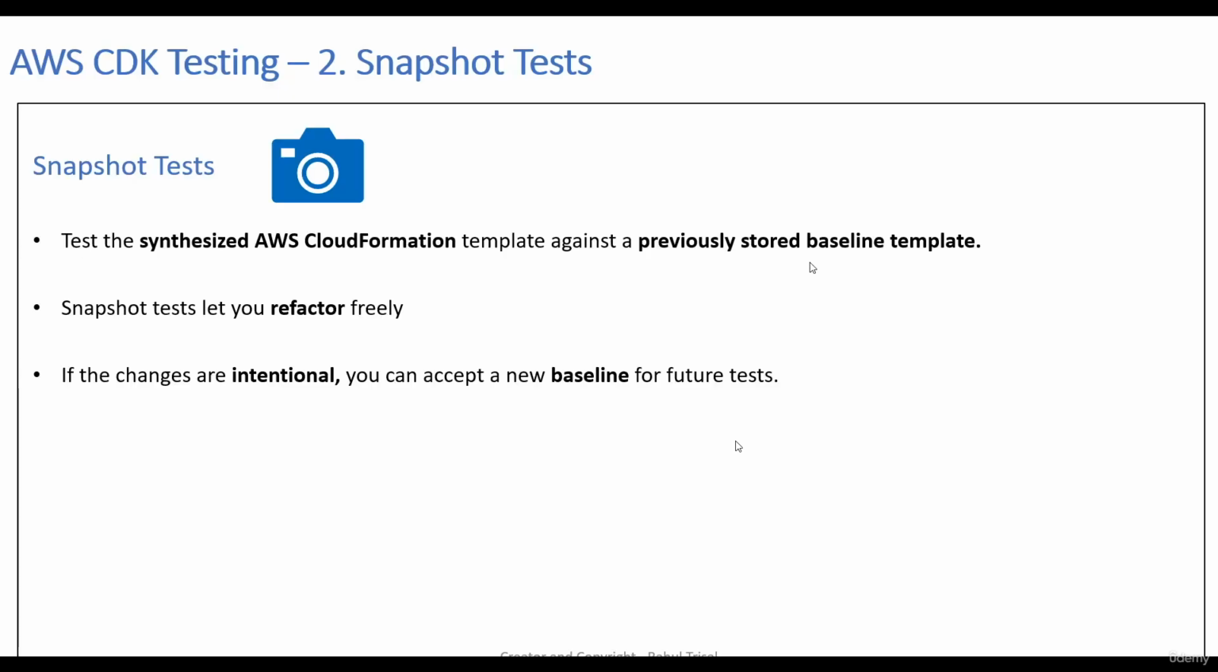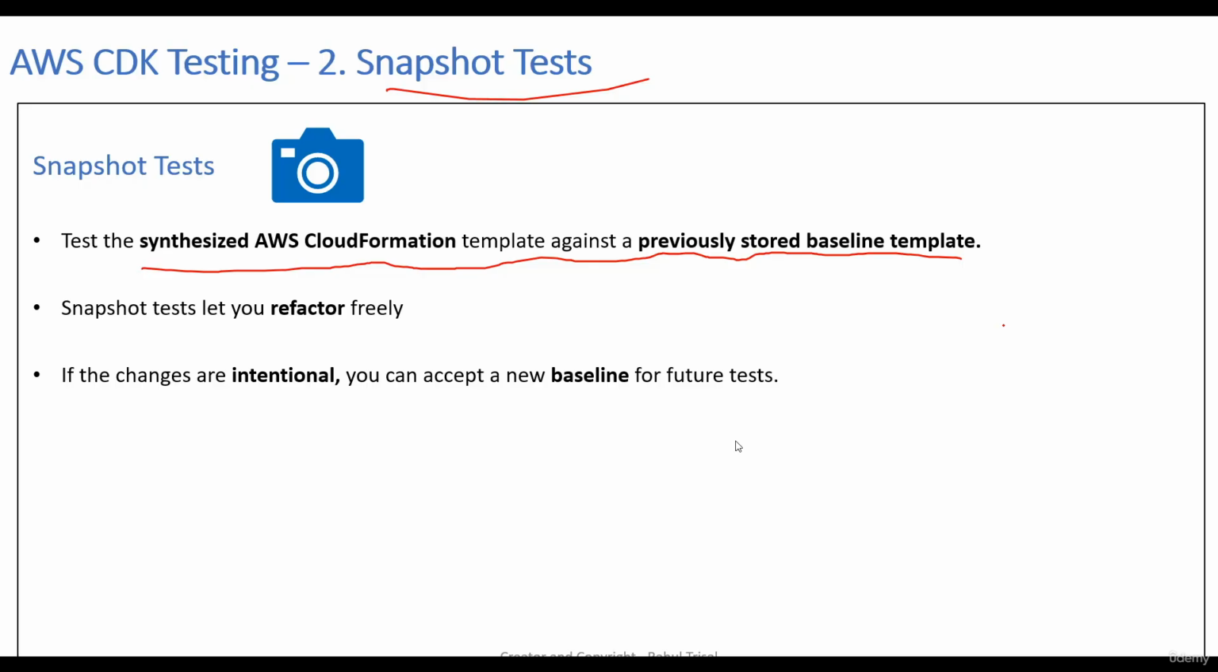In the previous lecture, we learned about fine-grained assertion testing, which tests the specific properties of an AWS service being created. In this lecture, we're going to learn about snapshot test. So snapshot tests the synthesized AWS CloudFormation template against a previously stored baseline template. What it means is once you write the CDK code and synthesize it into a CloudFormation template, then you can define that as a baseline or master template.